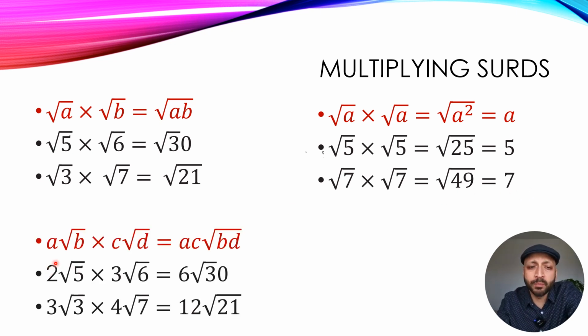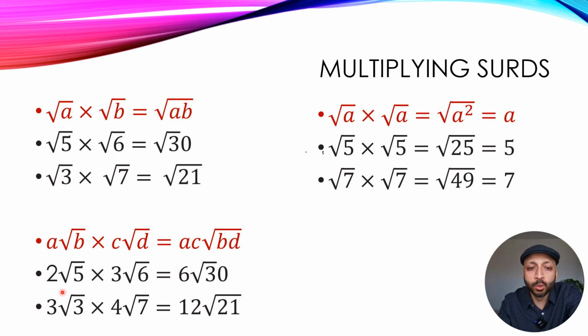You could also have numbers where before the square root, you have another number. So here in this case, a square root of b times c square root of d. If you multiply these together, you need to multiply the outside first, the a and the c. So that gives you ac. And then you multiply the b and d, which is inside the square root, as you've done earlier in these examples. So square root of b times square root of d will give you square root of bd.